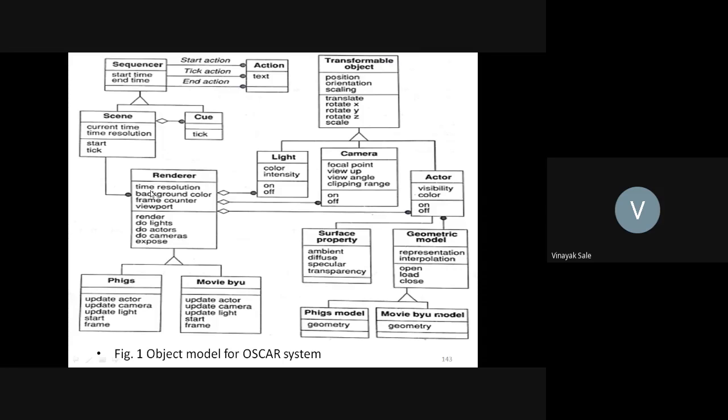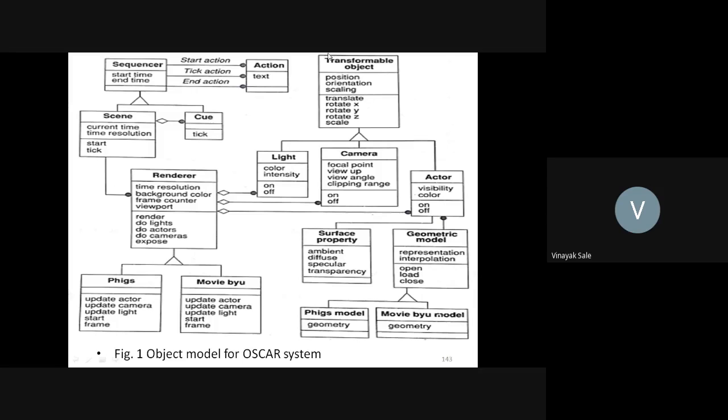Renderer has time resolution, background color, frame counter, viewpoint. It has operations: render, do lights, do actors, do cameras, expose. Again, renderer has two parts: fixed and movie-by. Fixed has update actor, update camera, update light, start and frame. In movie-by, the same: update actor, update camera, update light, start and frame.